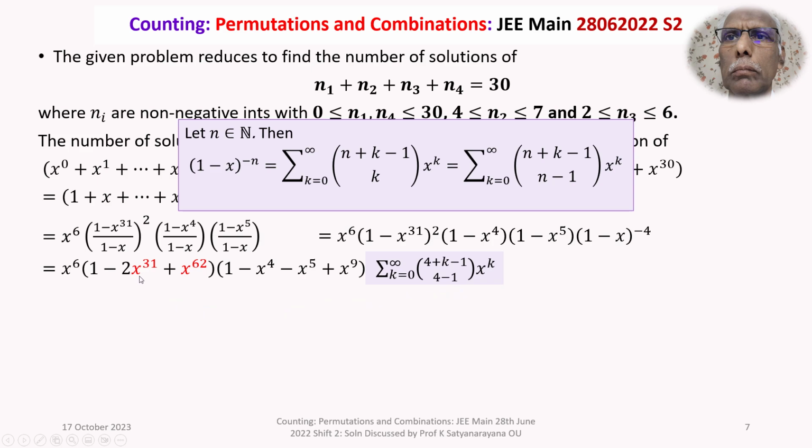Now here we can forget about x to the power of 31 and x to the power of 62 in this factor, in the first factor. Why? We are looking for the coefficient of x to the power of 30.